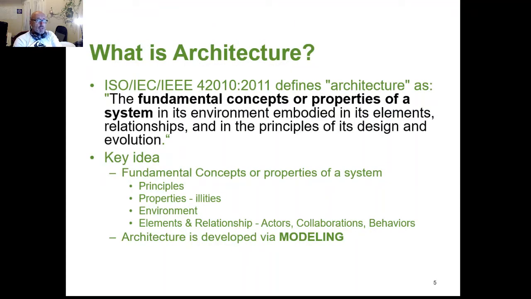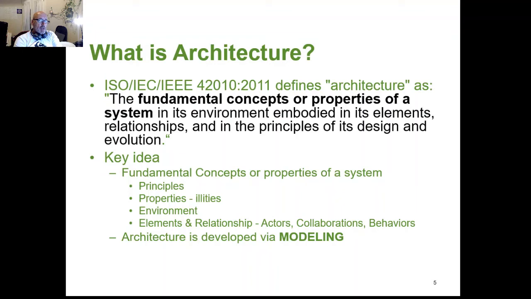So what is a good definition of architecture? According to the ISO 42010:2011, architecture is the fundamental concepts or properties of a system in its environment, embodied in its elements, relationships, and in the principles of its design and evolution. I wanted to try and point out a couple of key things that may not be quite obvious from that rather technical definition of what is architecture.